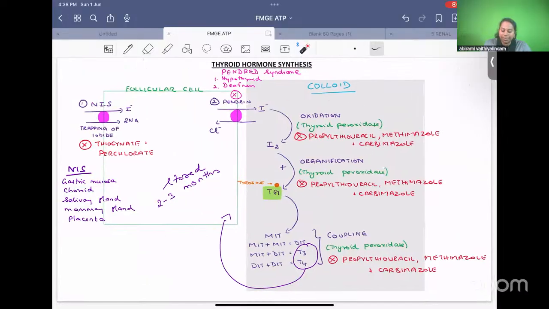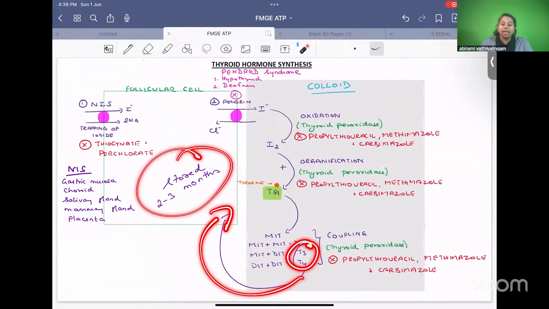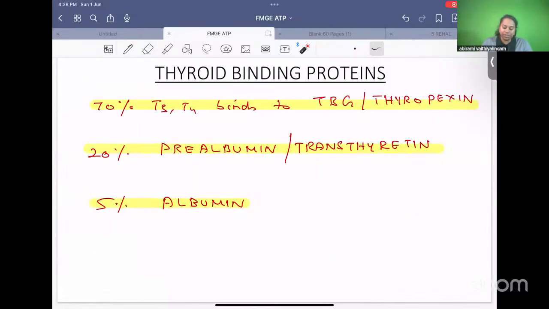So now T3, T4 has been synthesized. It is taken into the follicular cell and stored in the follicular cell. Even for 2 to 3 months it can be stored. Whenever needed, it will be released into the circulation.